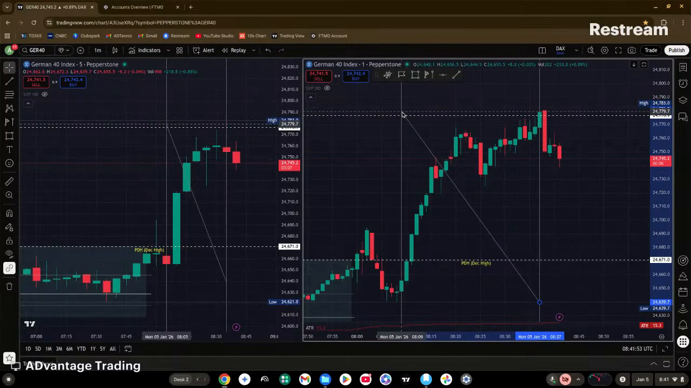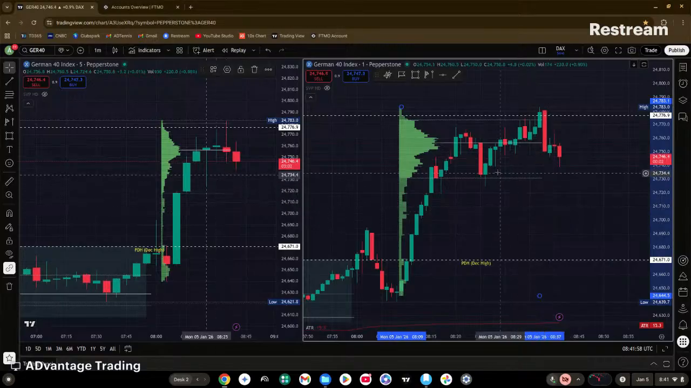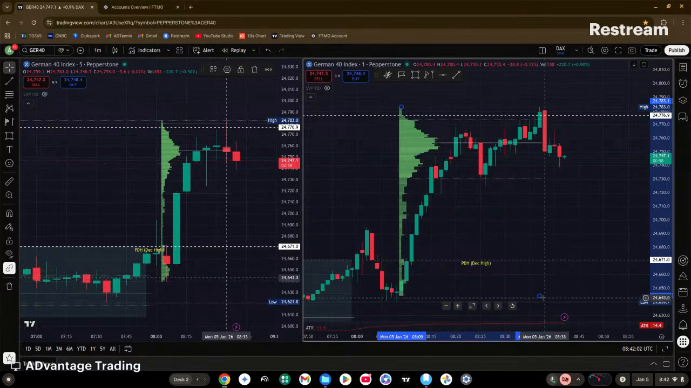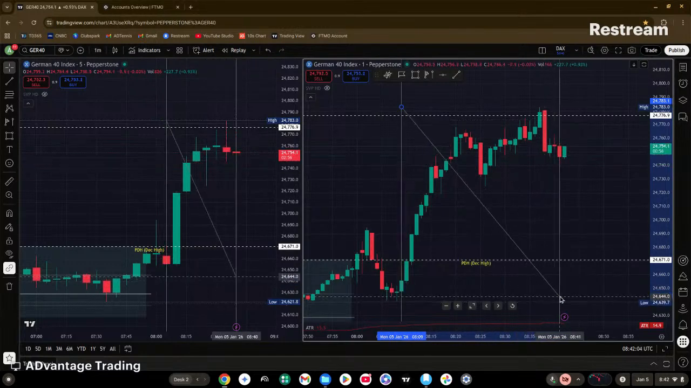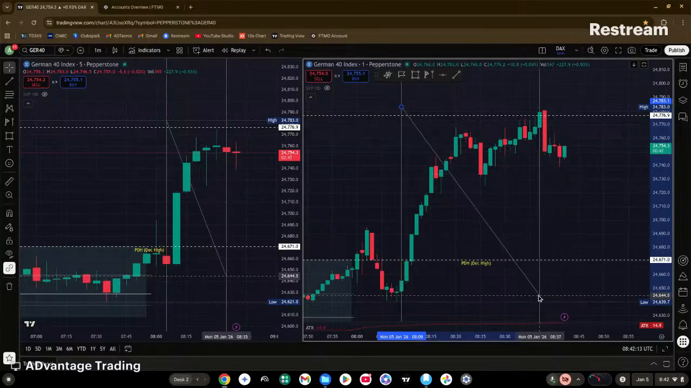But the key thing to take today is that this trade was based off of both volume and price action, not just volume and not just price. And that's a significant thing. That's a very significant thing.